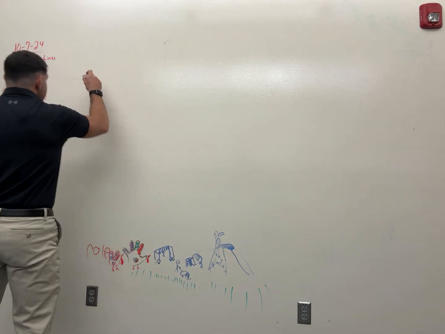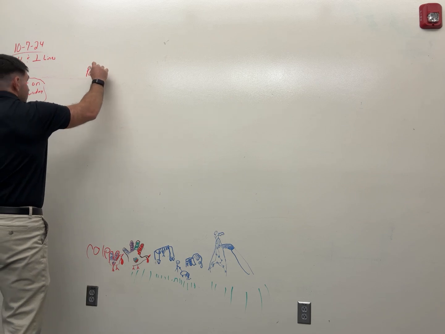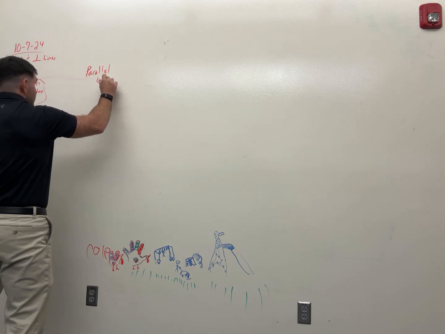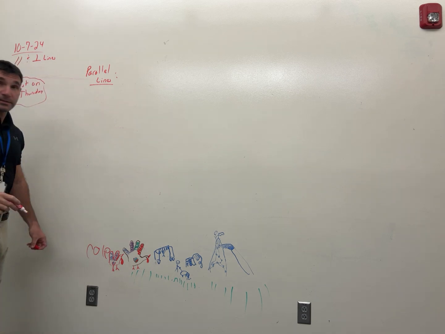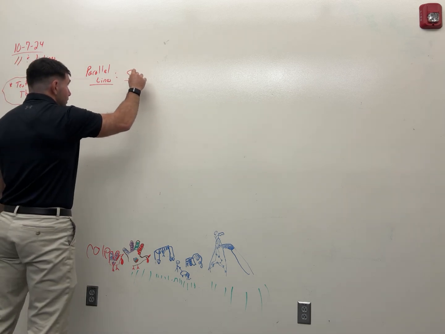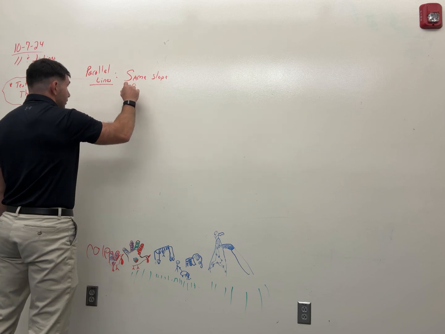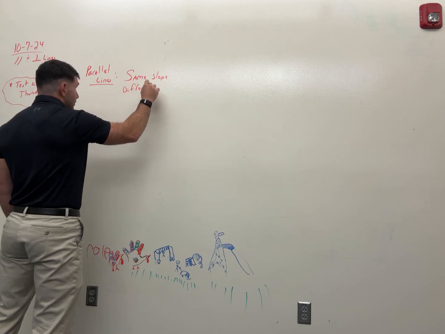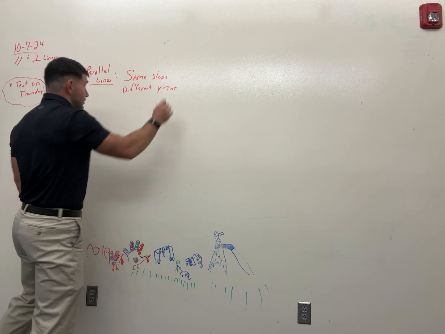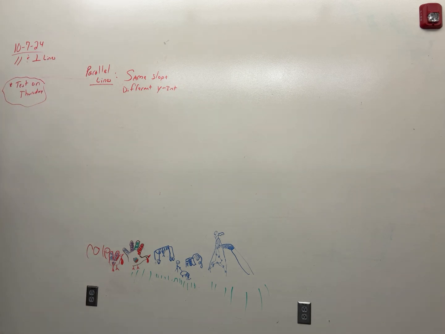So parallel lines: same slope, different y-intercept. If we are finding parallel lines, you will immediately be able to know that they're parallel because they have the same slope.